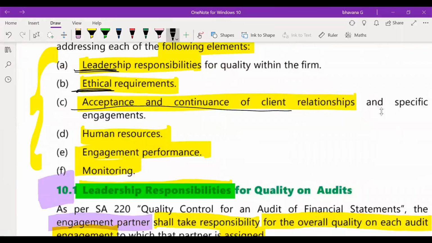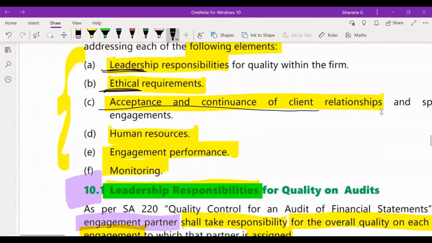That means whenever you accept and you are going to continue a client, that means last year also you audited the client, this year also you're going to accept and continue with the same client. In such a case, what are the things that you have to remember regarding quality? To maintain the quality, what are the things that you'll have to take into consideration?